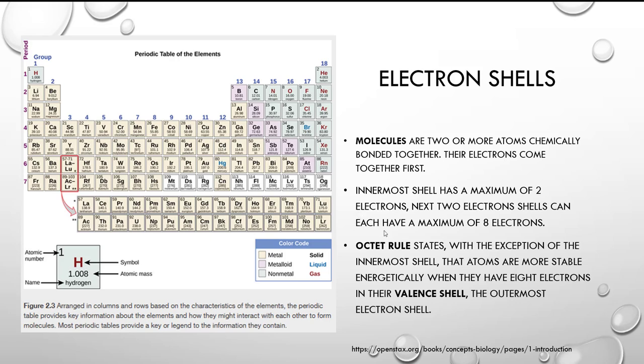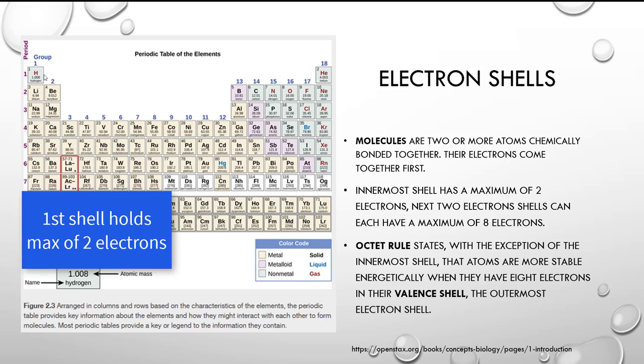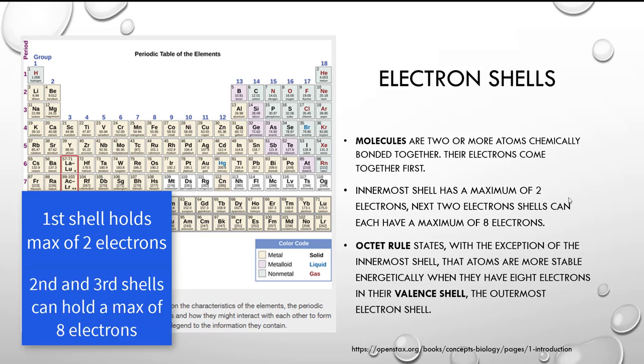So the first shell, the shell closest to the nucleus, can house a maximum of 2 electrons. The next shell can house a maximum of 8 electrons. The third shell can also house a maximum of 8 electrons. When we move past that, it gets a little more complicated, so we'll just go to the third shell in this class. So that's the octet rule.